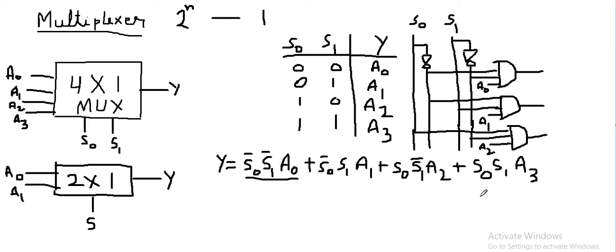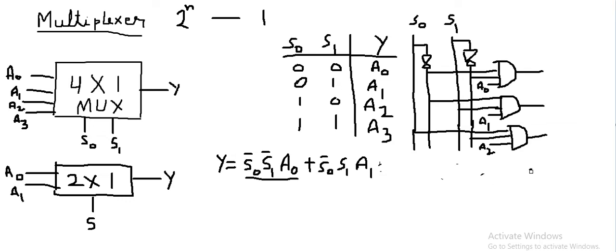Then we have this last term S0, S1, and A3, right? So I don't have a space here, so let me rub this, right? You have also noted down here. Otherwise, if you have not noted it in your notebook, please rewind this and note down the whole expression, right?